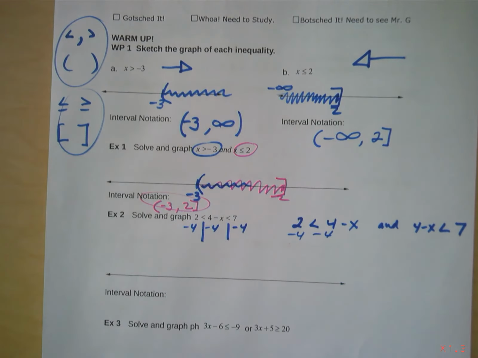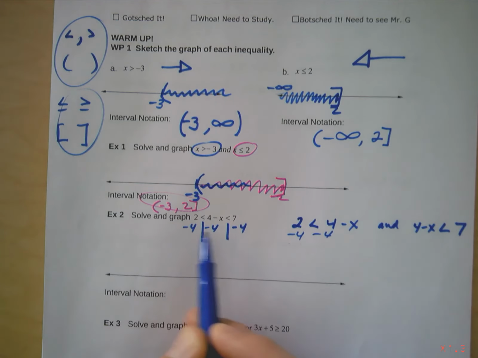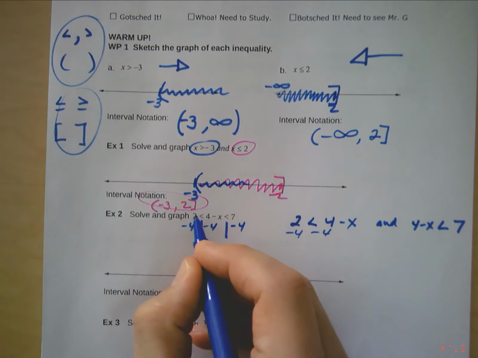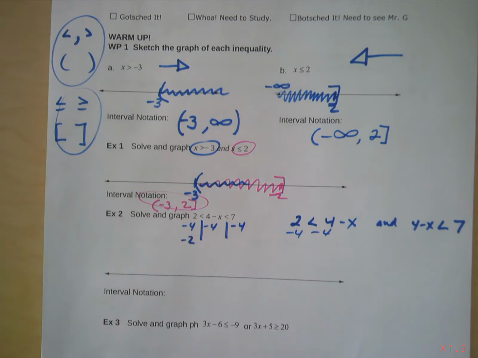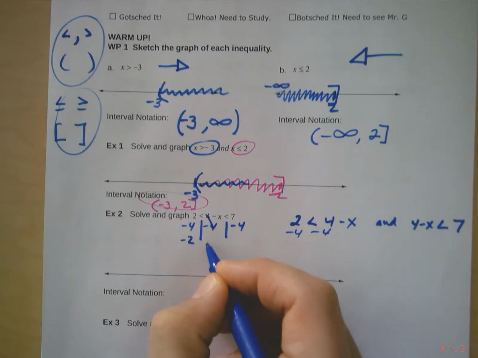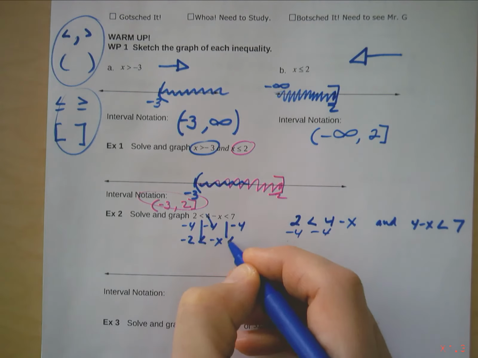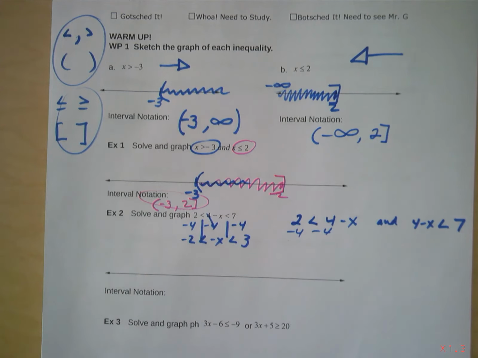If this was non-COVID and I brought in donuts, I couldn't just bring donuts for Riley, or just for Jimmy. I'd have to bring donuts for everybody. So if I subtract 4 over here, I've got to do it to everybody. Then I simplify. 2 minus 4 is negative 2. The 4's cancel, leaving less than negative x. And 7 minus 4 is 3. Okay, so far so good?